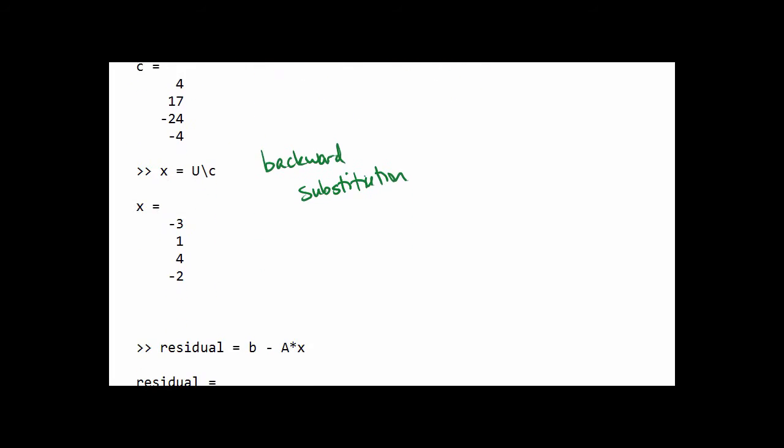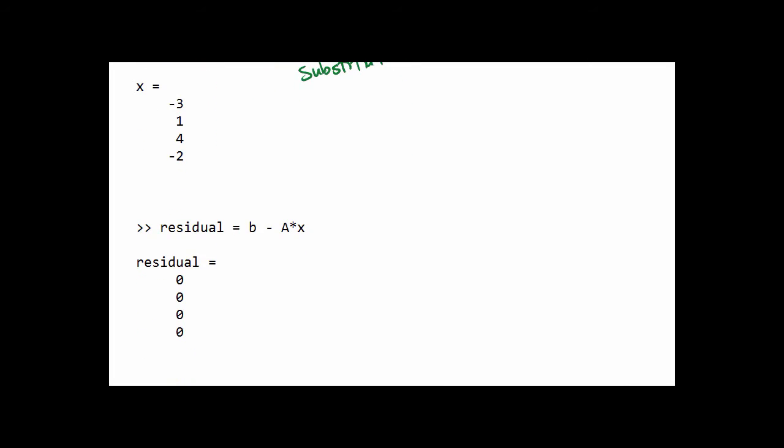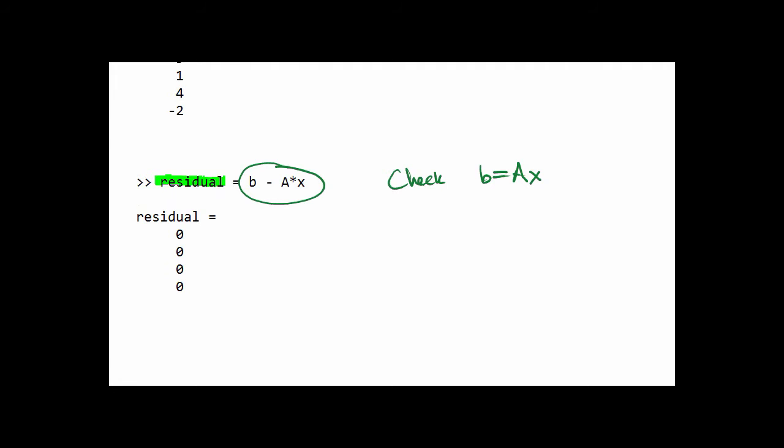It's also a solution of the original system because the upper triangular system was equivalent, and we can check that. Check that B is equal to AX. The way we do that is we take the difference between the two, and that's something we call the residual by definition. And here we see it's exactly 0 because the numbers involved are integers.